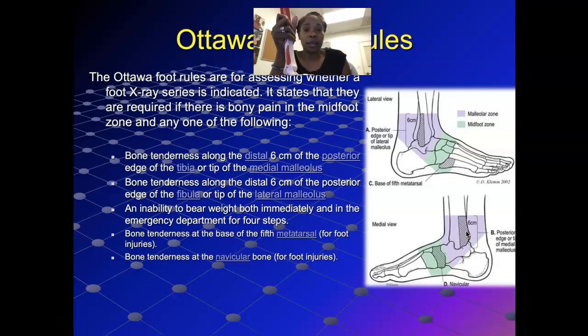And if they can walk, for how long? Is it more than 4 steps? Is it less than 4 steps, right? If it's less than 4 steps, then you're probably suspecting that they have a fracture.